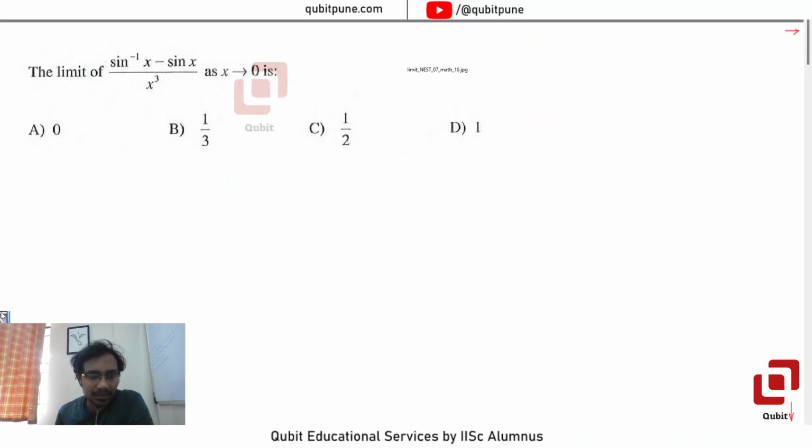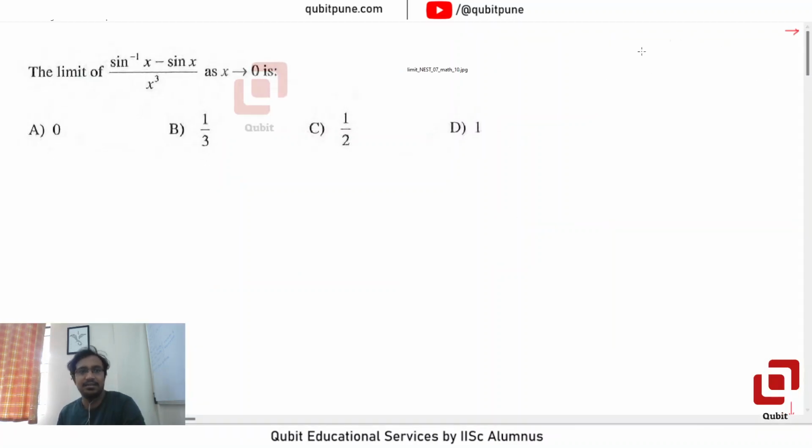Alright, so let us start our next PYQ sessions. In this session, we are going to solve NEST PYQs from limits and continuity. And we will start with this particular MCQ which appeared in 2007.